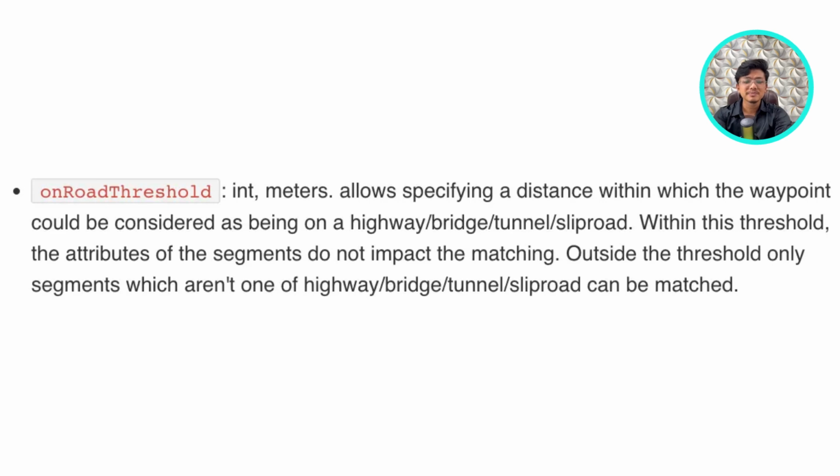onRoadThreshold allows specifying a distance within which the waypoint could be considered as being on a highway, bridge, tunnel, or slip road. Within this threshold, the attributes of the segment do not impact the matching. Outside the threshold, only segments which are not one of highway, bridge, tunnel, or slip road can be matched.